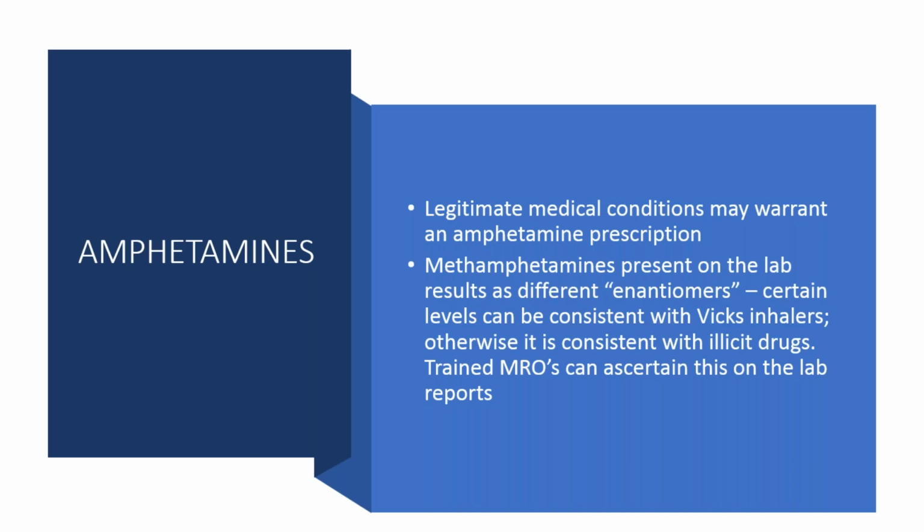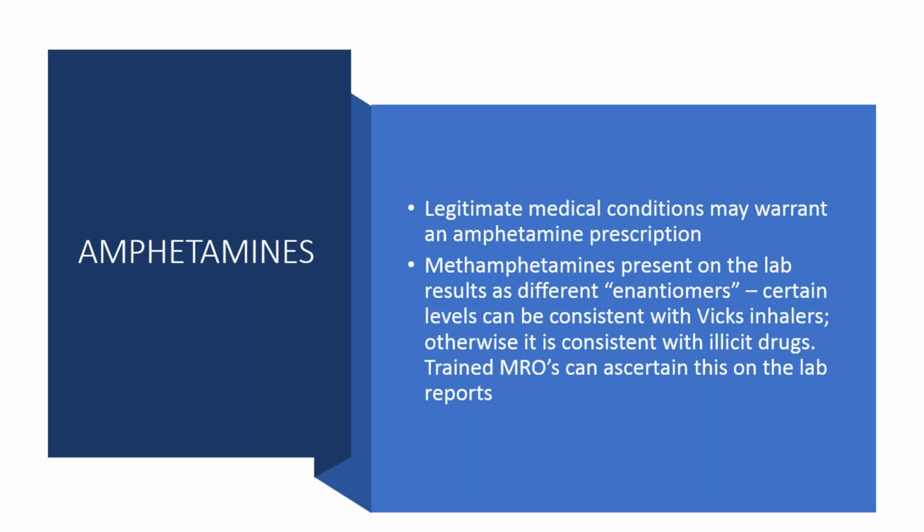So let's talk about some of these drugs that are on the DOT drug screen. Of course, you have marijuana, cocaine, amphetamines, and opiates. The amphetamines break out into several different categories. Then you have PCP, and of course the opioids too. The opioids break out into a number of different prescription drugs.